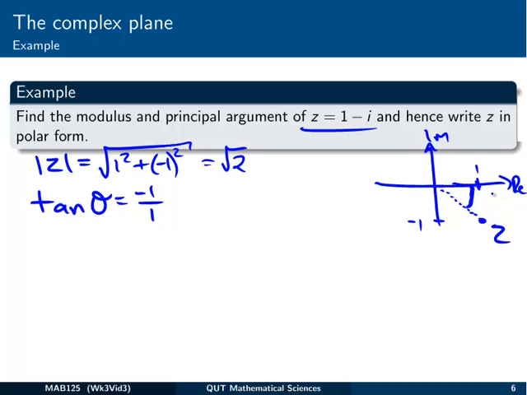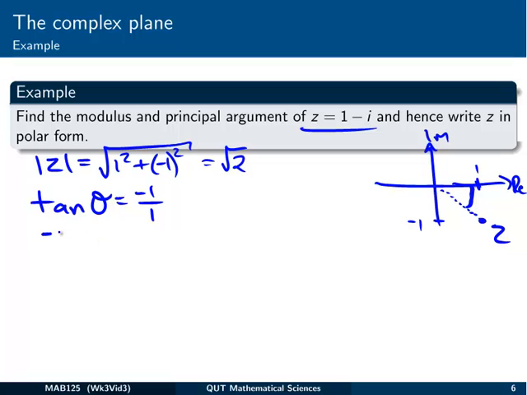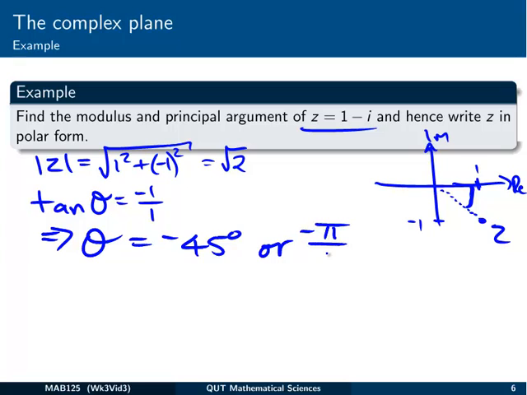But if I wanted you to have a look at the calculator for a moment, I'm just going to jump over there. If I want to find the inverse tan of that, I need a 1, 1 minus, and then I want the inverse tan, and it tells me it's minus 45 degrees. So that tells me theta is minus 45 degrees, or if you like, minus pi on 4 radians. So that is one value for the argument.